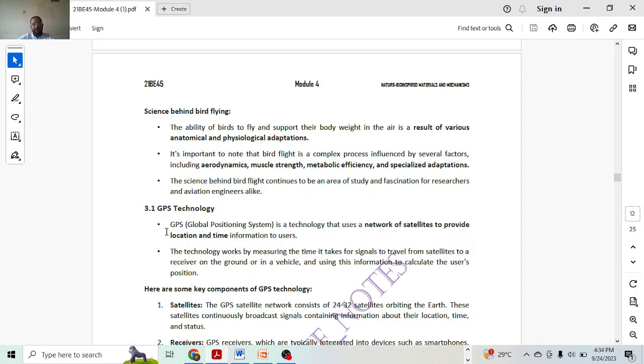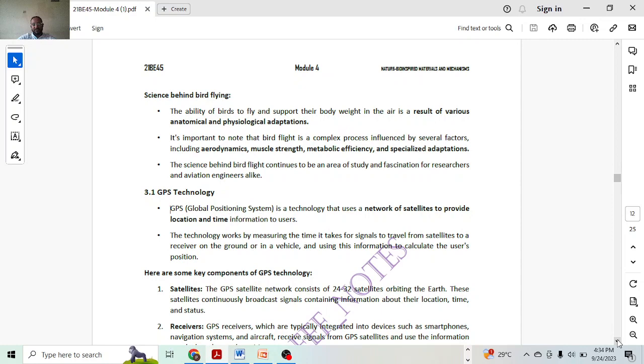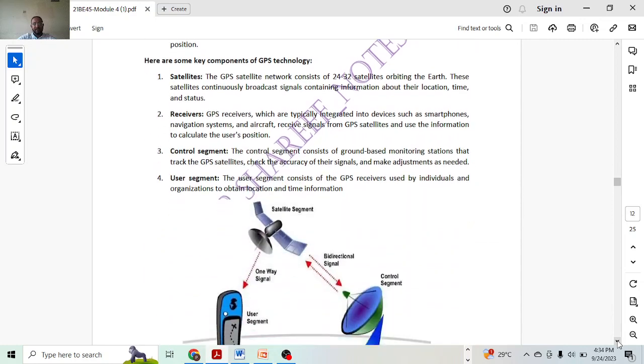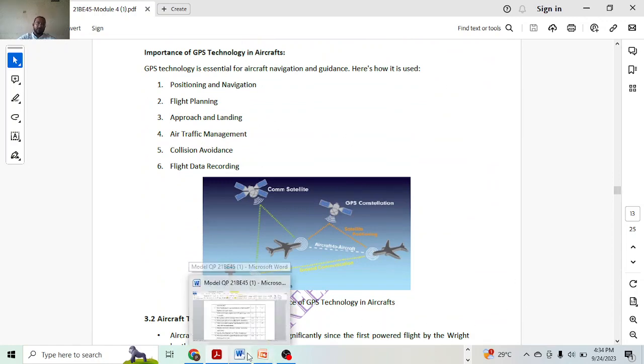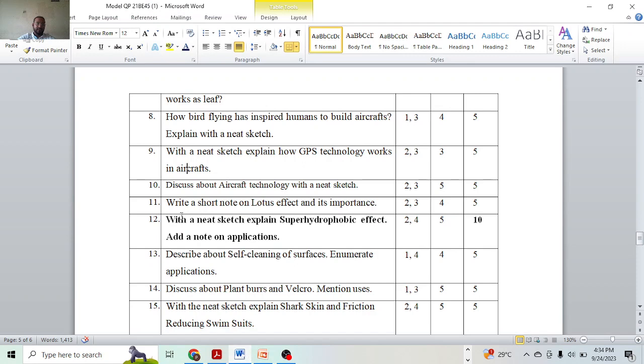Again, the same thing goes: for GPS, give an introduction, which will give you 1 mark. Next, here are some key components of the GPS, which will give you 2 marks, and importance will give you 2 marks. Okay, so total 5 marks.